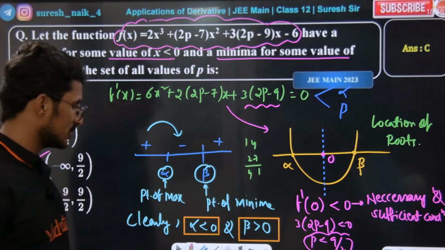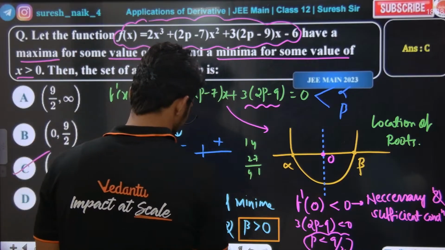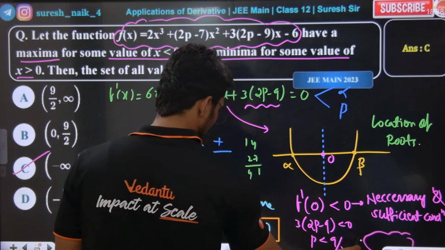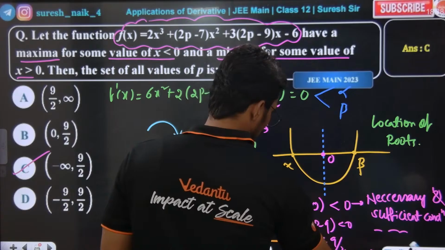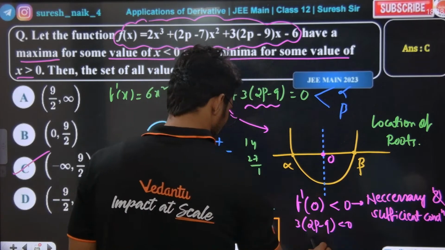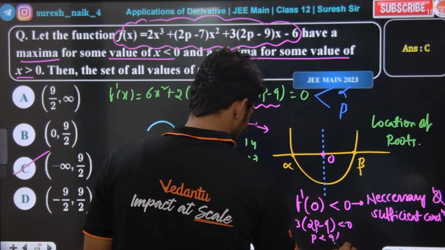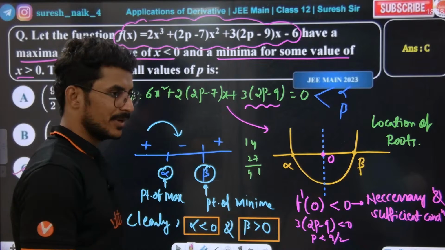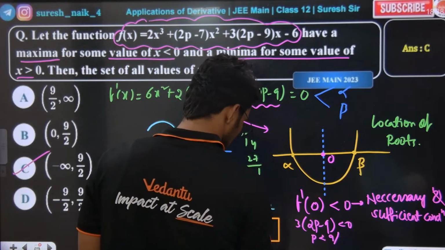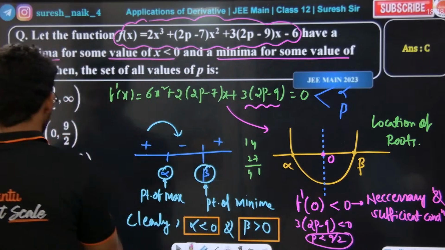Okay, sir, we can't see the board. Can you wait one minute? P is lesser than 9 by 2. P is lesser than 9 by 2 means what? C for Chintu is the right answer.